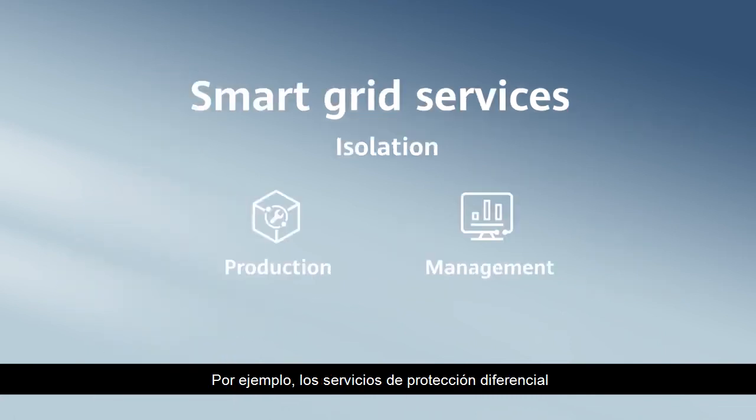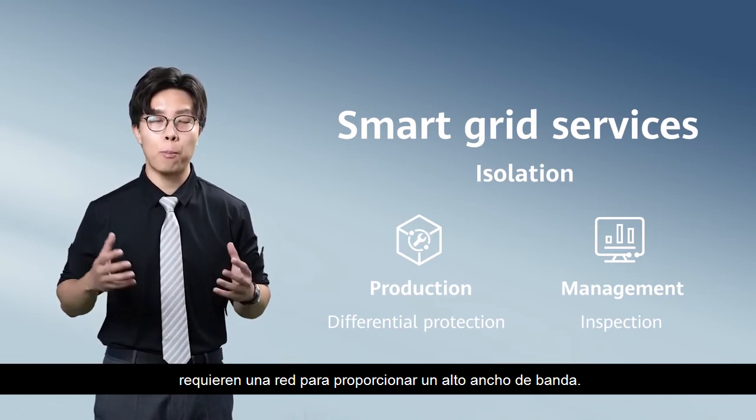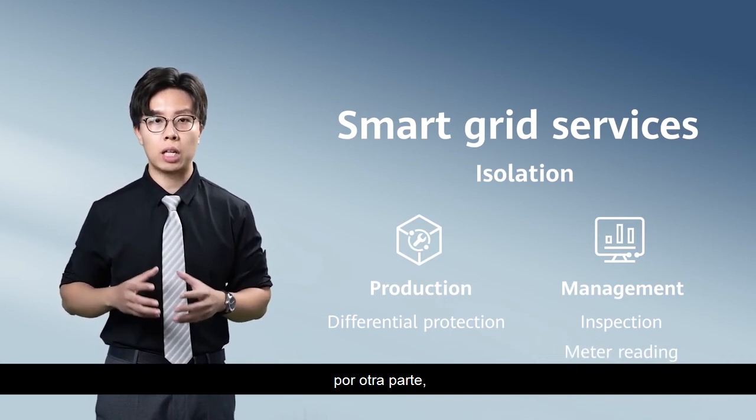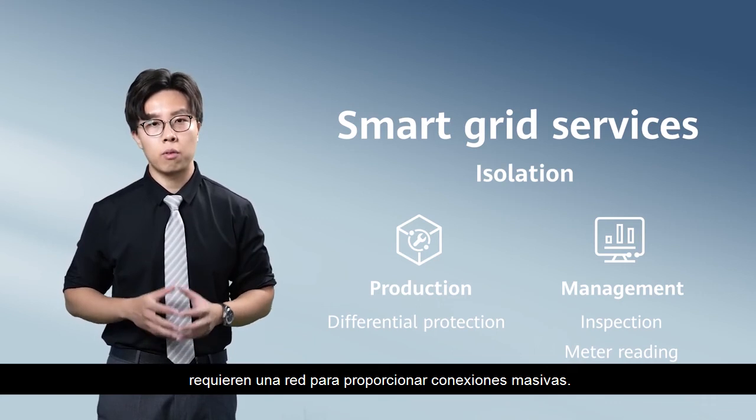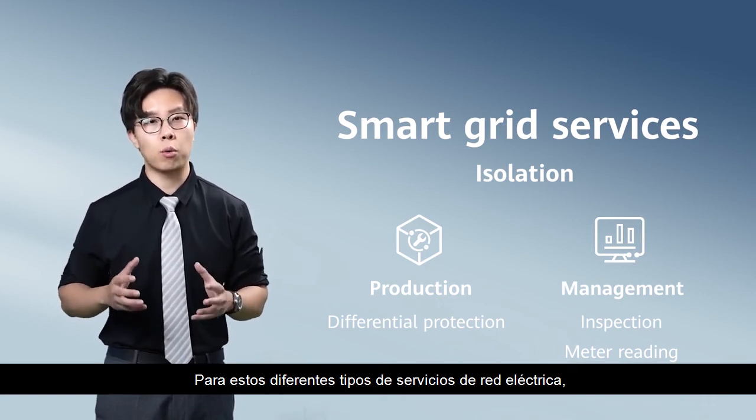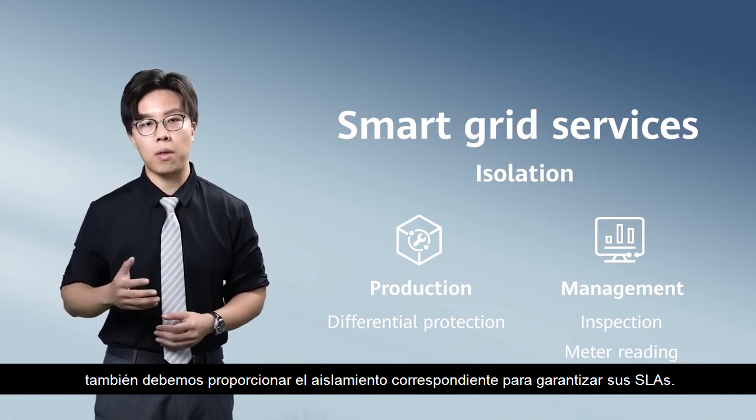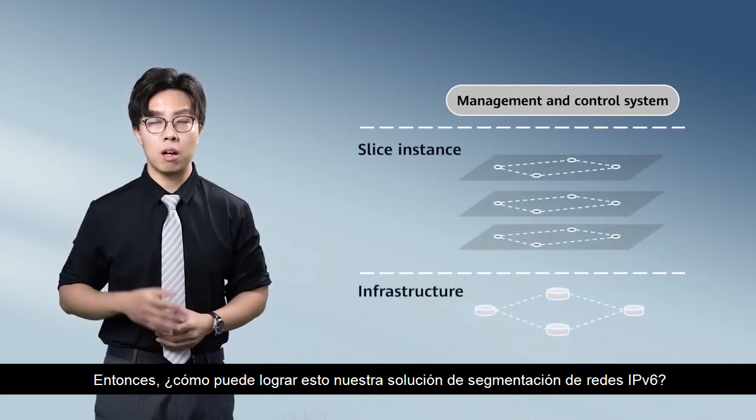For example, differential protection services require ultra-high reliability and low latency. But inspection services, including intelligent robot inspection and drone inspection, require a network to provide high bandwidth. The intelligent meter reading services, on the other hand, require a network to provide massive connections. For these different types of power grid services, we also need to provide corresponding isolation to ensure their SLAs. So, how can our IPv6 network slicing solution achieve this?